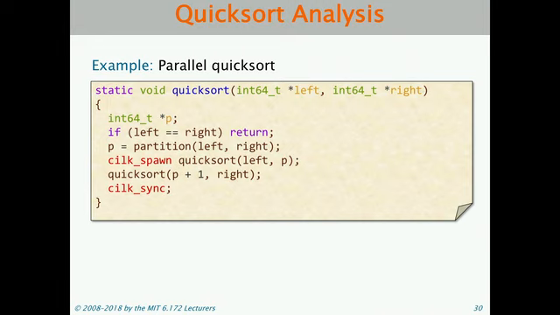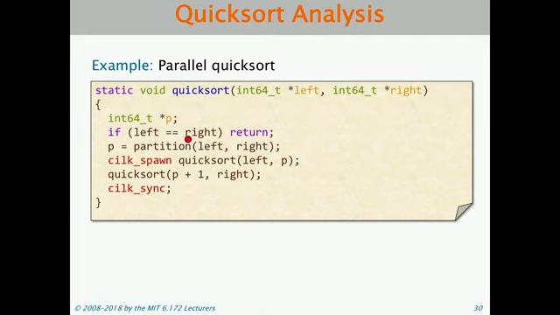And what we do is we first check if left is equal to right. If so, then we just return because there are no elements to sort. Otherwise, we're going to call this partition function. The partition function is going to pick a random pivot, so this is a randomized quicksort algorithm. And then it's going to move everything that's less than the pivot to the left part of the array, and everything that's greater than or equal to the pivot to the right part of the array. It is also going to return us a pointer to the pivot.